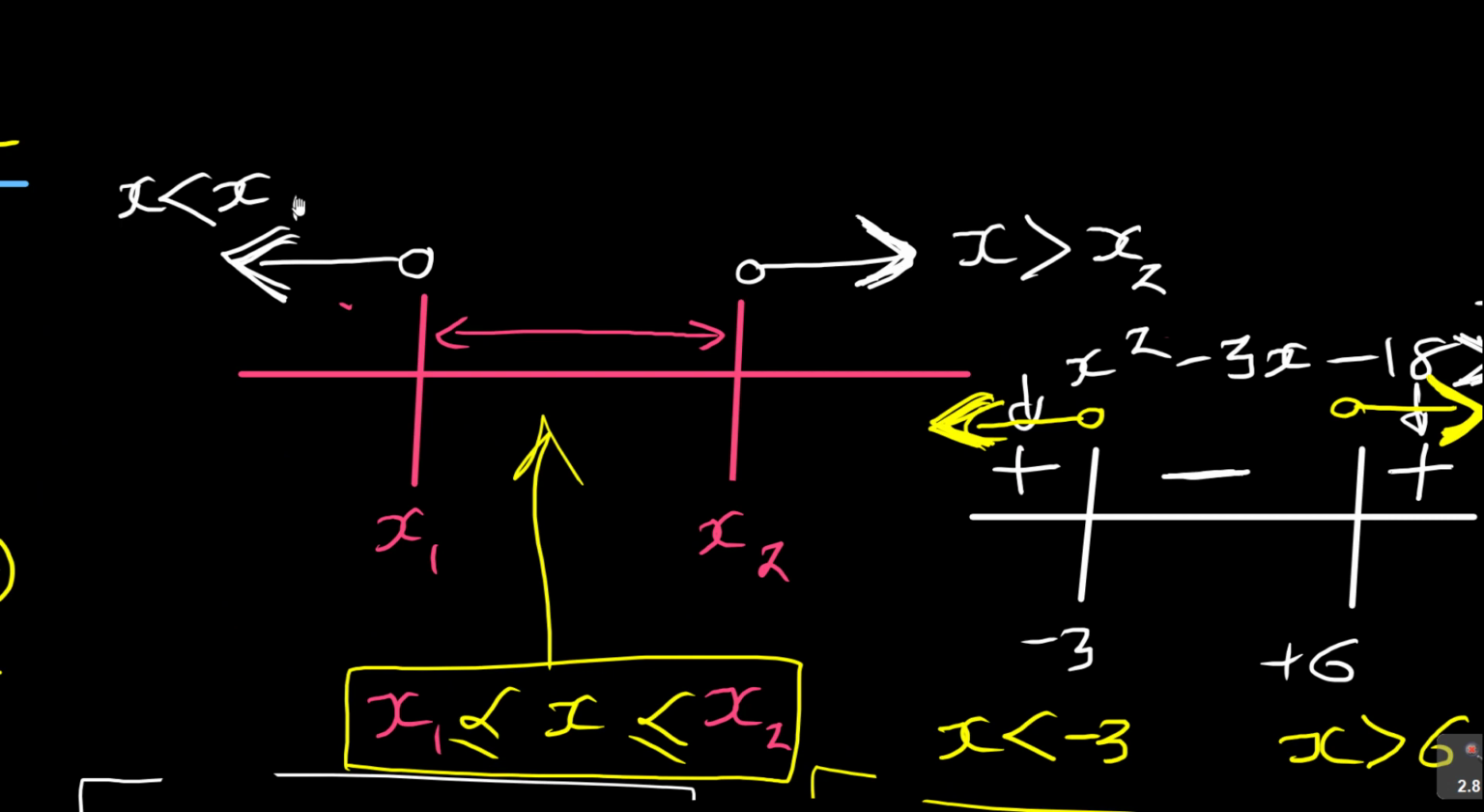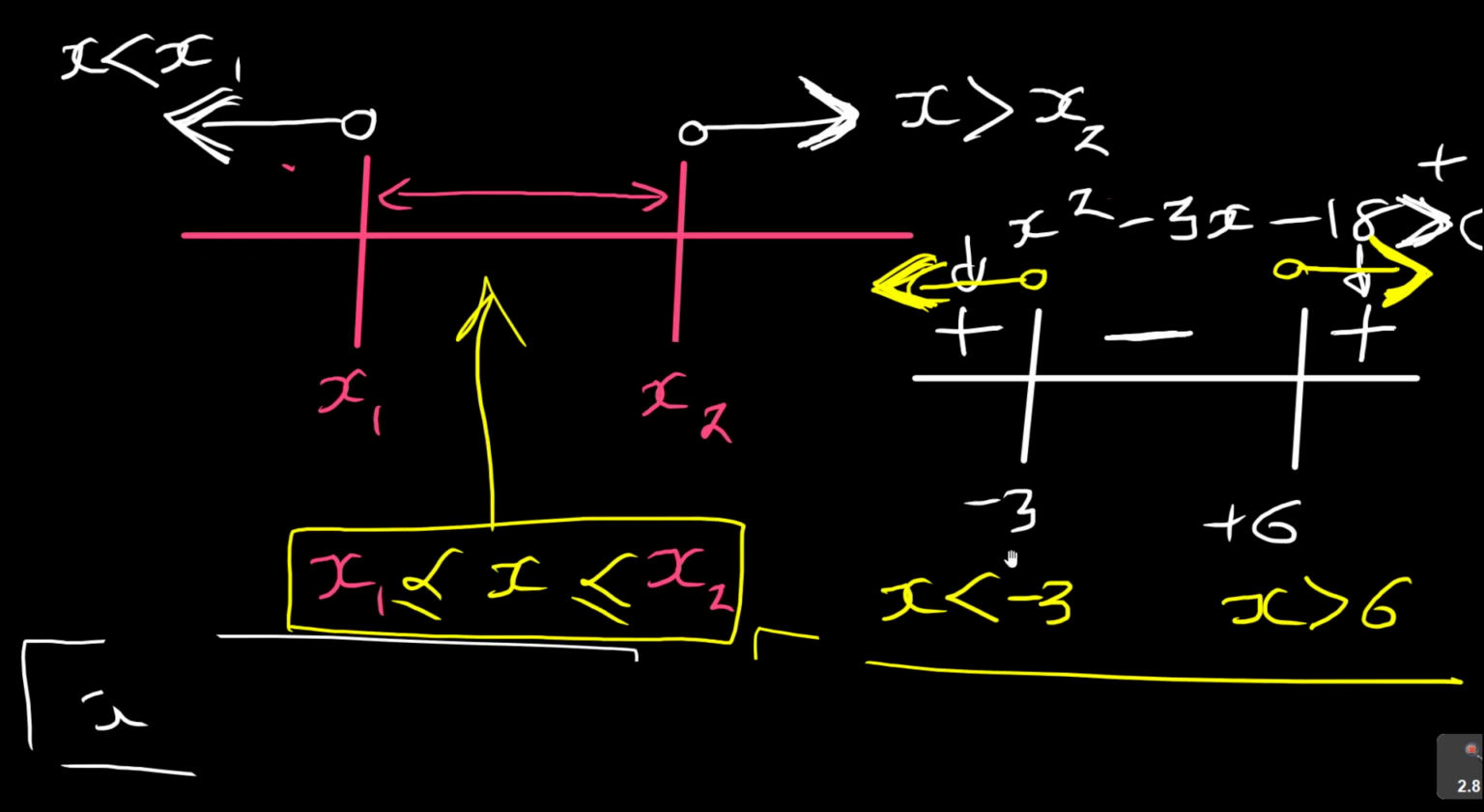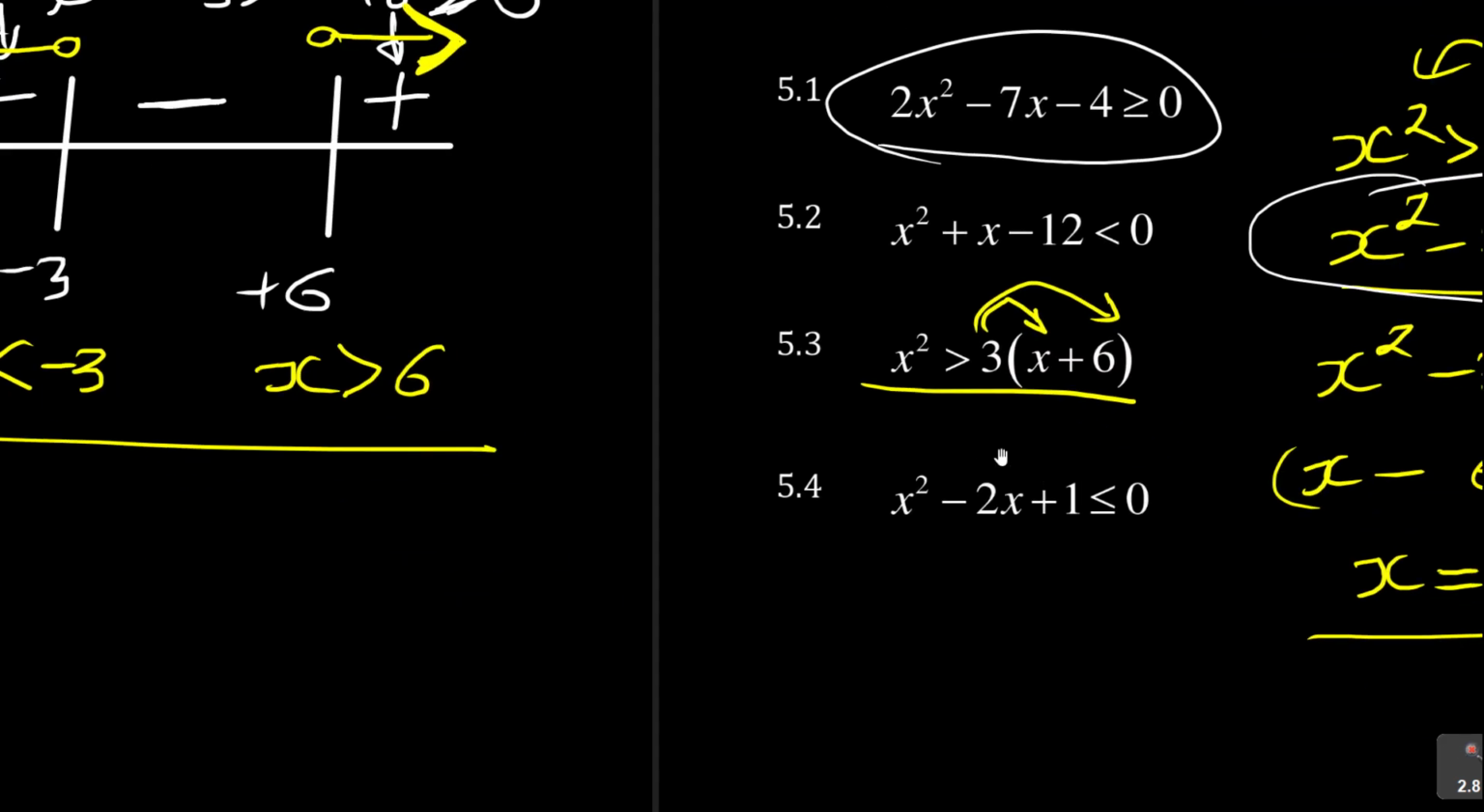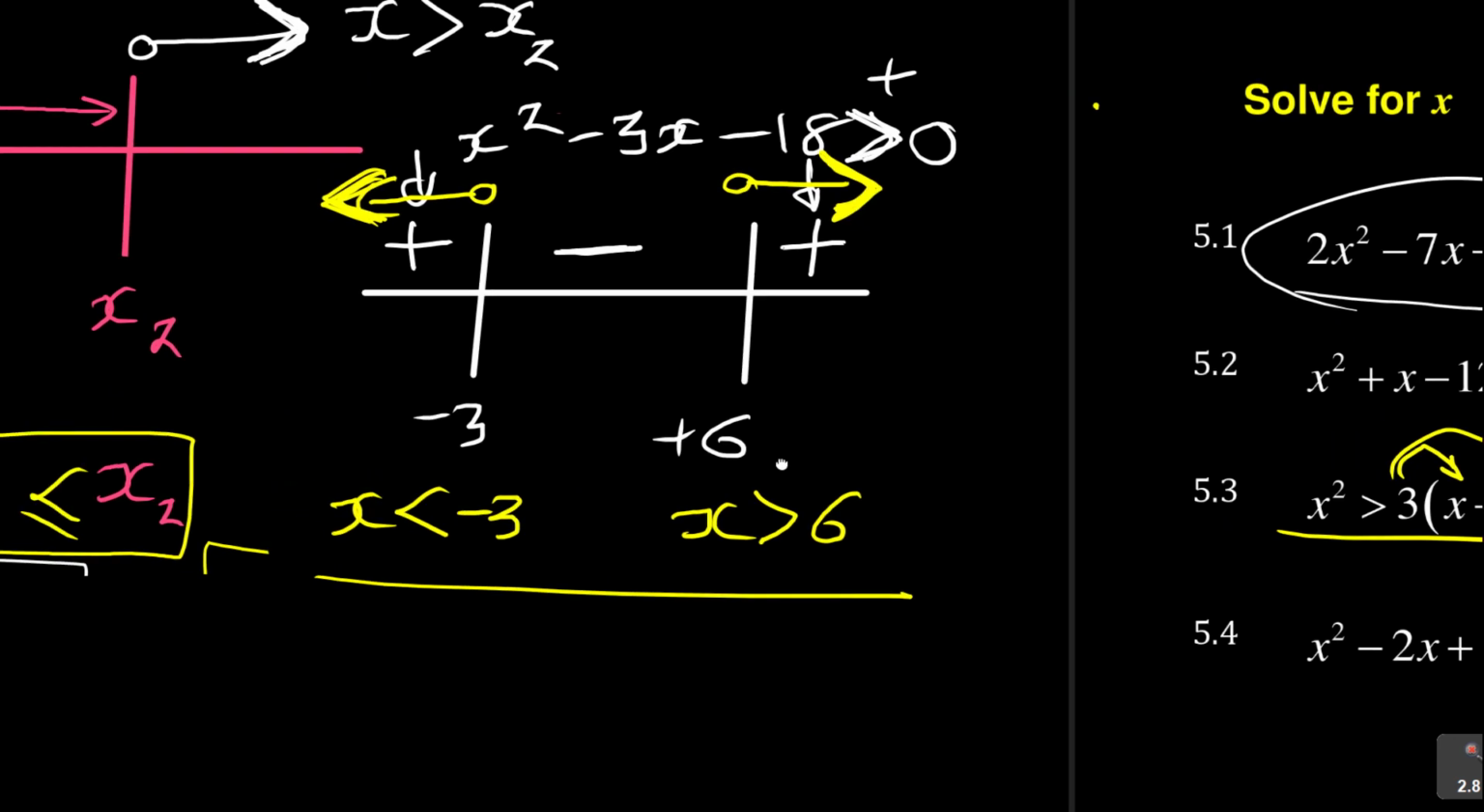x is less than x1, x is greater than x2. There. x is less than negative 3, x is greater than x2, which is 6. Same. I'm not changing anything. I'm just maintaining my answer.